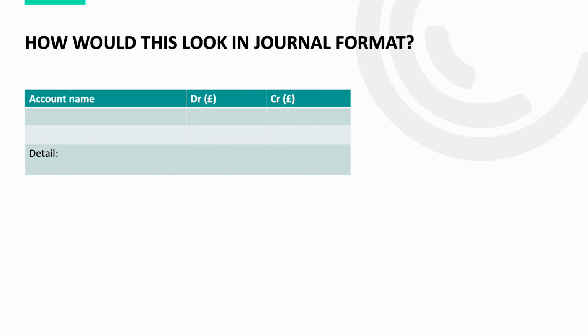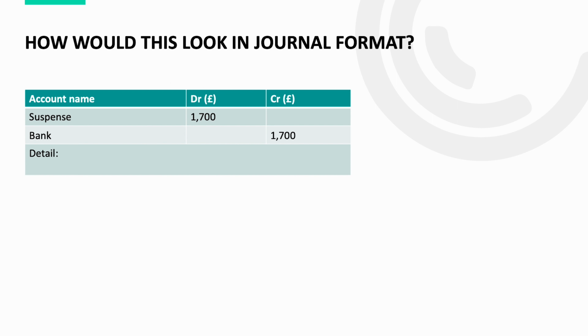How would this look in journal format then? The account names will generally run down the left hand side and then the entries which you'd like to make to them on the right of them. In this example, our account names will be the suspense account and the bank account. We want to debit the suspense for £1,700 and credit the bank for £1,700.